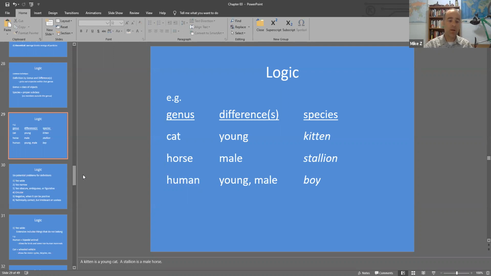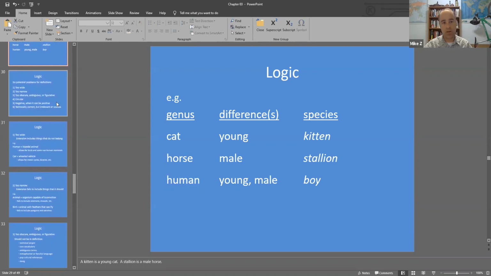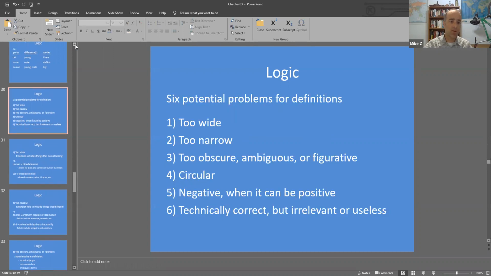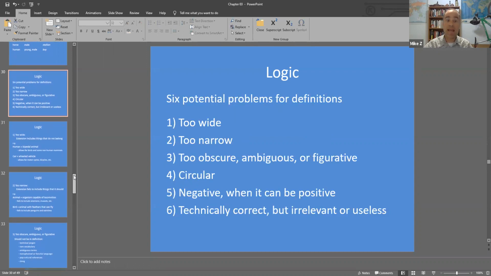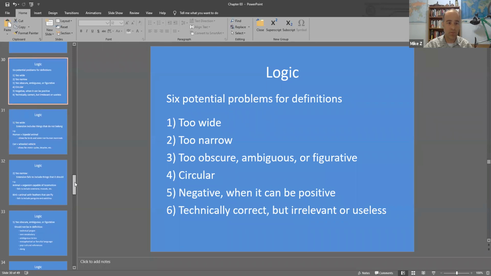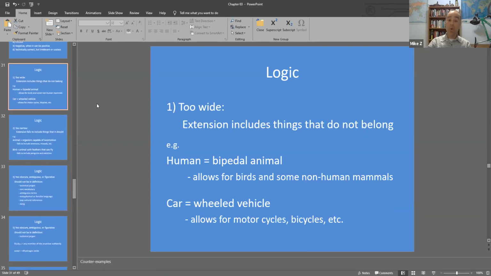Okay, so then the next thing to talk about is a variety of problems that can show up with definitions. In the textbook, they talk about this primarily in terms of problems with definitions by genus and difference, but these problems can actually show up in any of the categories of definition styles that we've already been talking about. So here's the whole list, but I'm going to go into each one of these in a bit more detail and give some examples. So, a definition that's too wide.